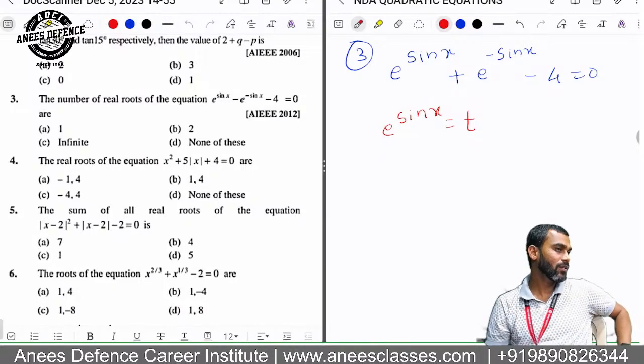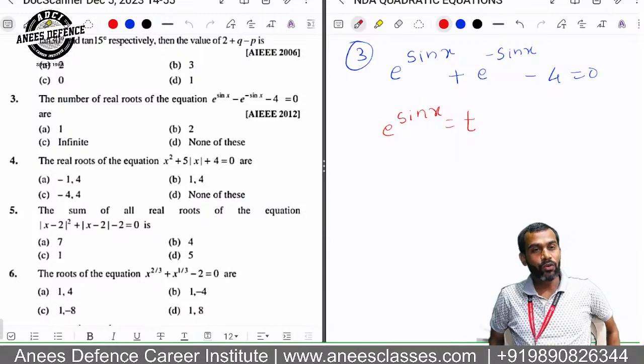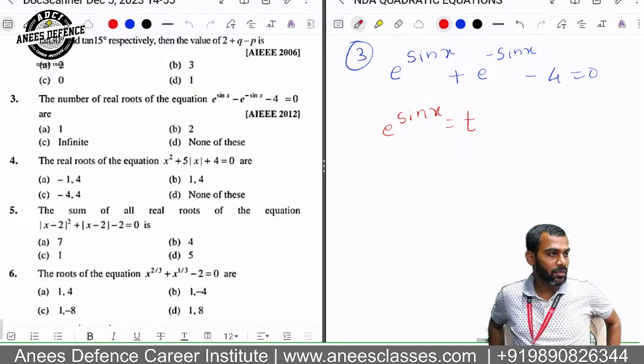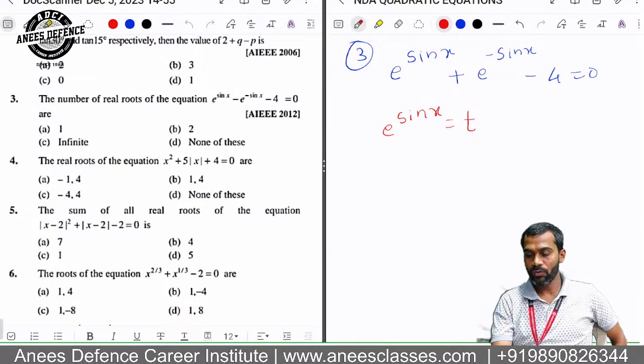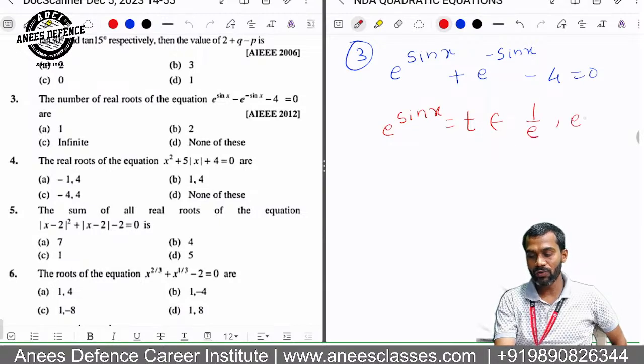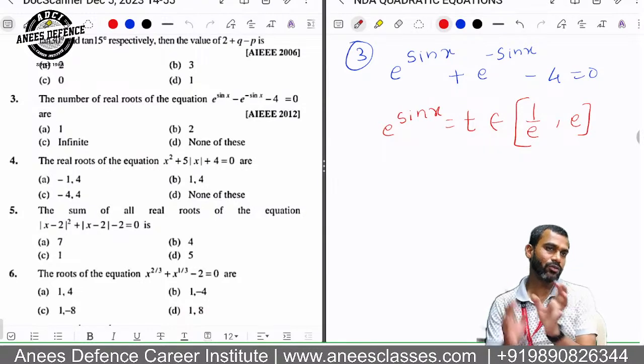E raised to x is an increasing function. Yes or no? And the value of sin x lies between -1 to 1. So what would be the range of e raised to sin x? E raised to -1 to e raised to 1. That is 1 by e to e. So the range of t would be 1 by e to e. Who understood this? Just tell me. Did not understand. E raised to x, or e raised to anything, is an increasing function.